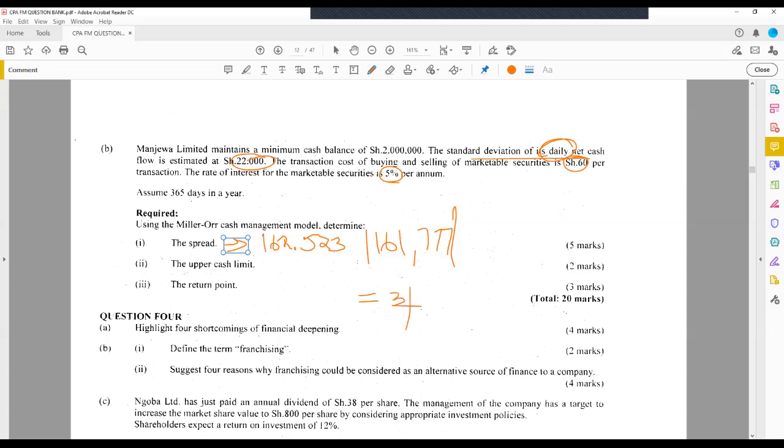The spread will be equal to 3 times 3 over 4 times the cost of transaction, which in this case is 60, times the variance of cash flow. So we square the standard deviation, 22,000.